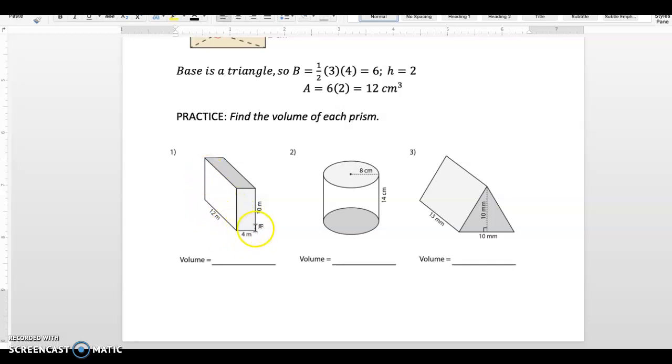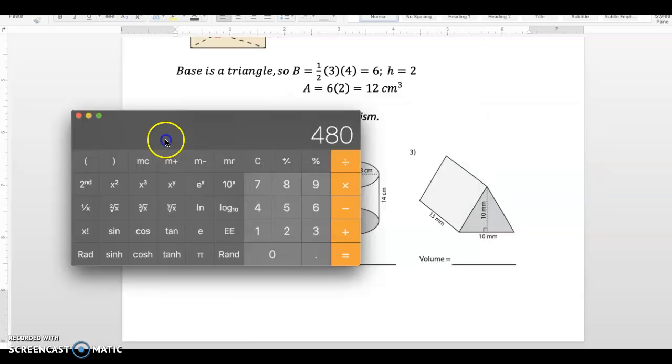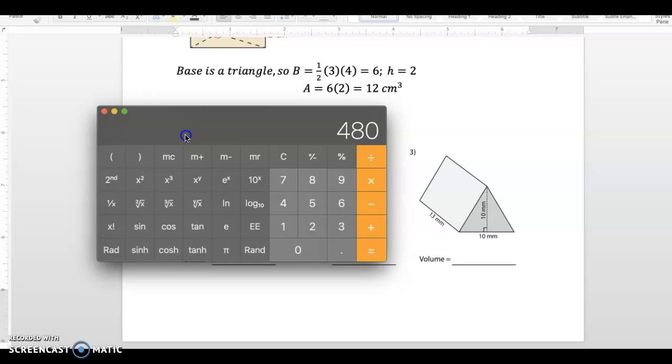If we wanted to practice for a rectangle, notice the base is a rectangle. So you would be taking length times width for the base of a rectangle. So 12 times 4, yes, we know how to do this, but obviously you use a calculator, is going to be 48 times the height is 10. So it would be 480 meters cubed. Once again, the area of the base is length times width and then times the height.